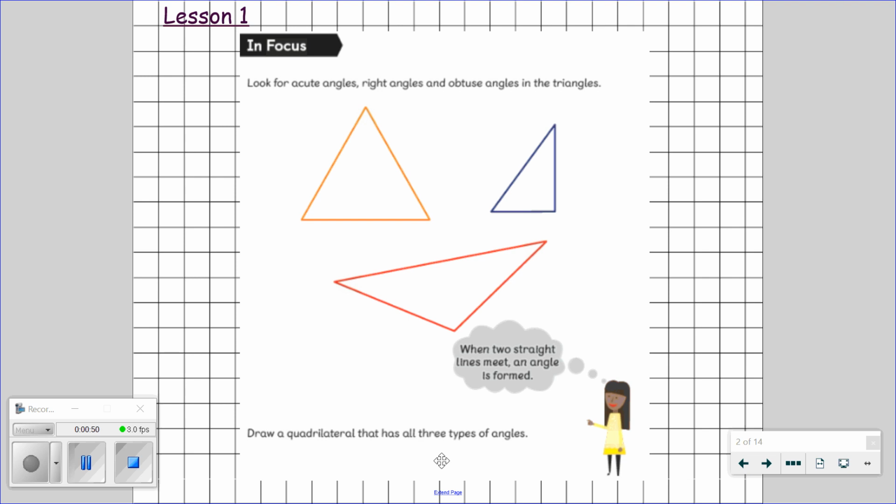We have an extra challenge down here. It asks us to draw a quadrilateral or four-sided shape that has all three types of angle. How could we do that? And where could we start? Is it even possible to draw a quadrilateral with these three angles included?